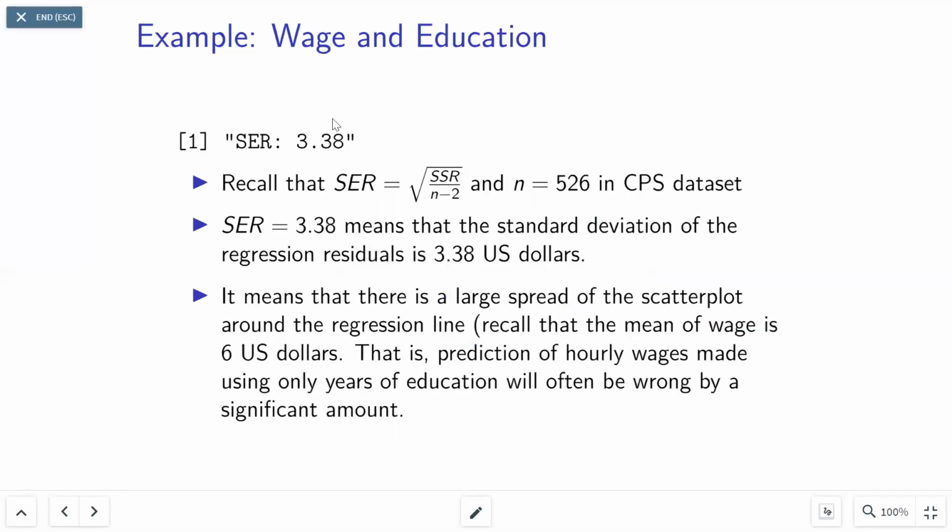In the wage example, the SER is 3.38. It means the standard deviation of the regression residual is $3.38. Since the mean of which is $6, the SER of $3.38 means a large spread of the scatter plot around the regression line. In other words, the prediction made by this linear model is likely to be wrong by a large amount.